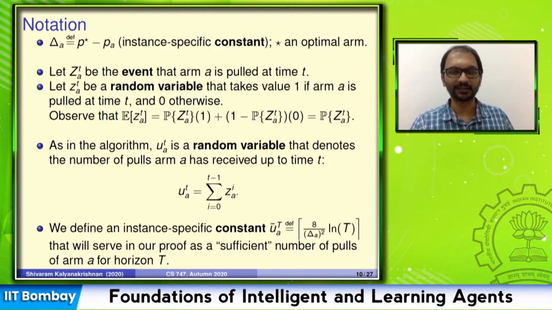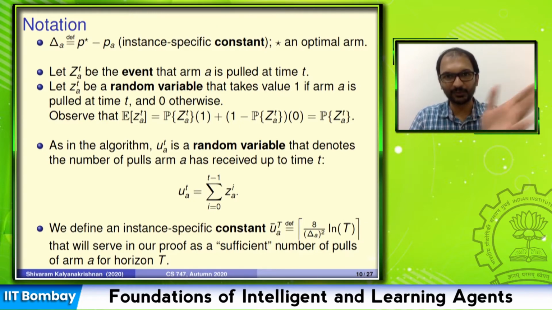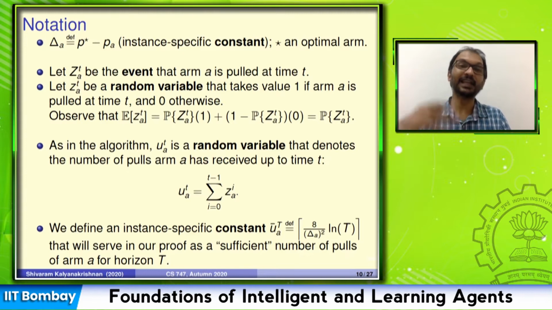So don't mix these two things up in your head. The algorithm did what it did on the previous slide. Of course, the algorithm does not know things like capital delta A, but we will analyze the regret of the algorithm, and quantities such as capital delta A will show up when we do that.